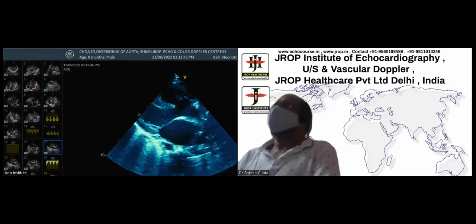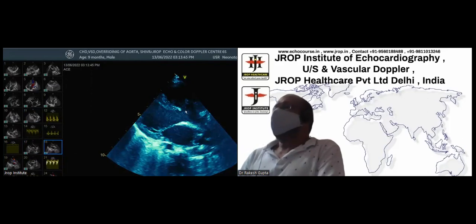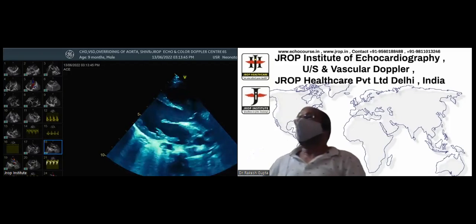Let me freeze it for you. This is a VSD. Here is the aorta. The interventricular septum is short of this. This is the RV, which is draining into the aorta. This is the LV, which is draining into the aorta. Now see carefully: almost 50% override of the aorta.